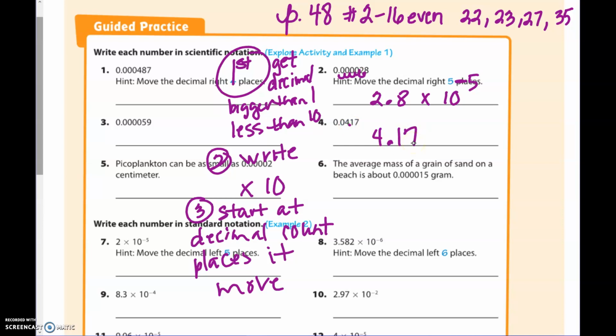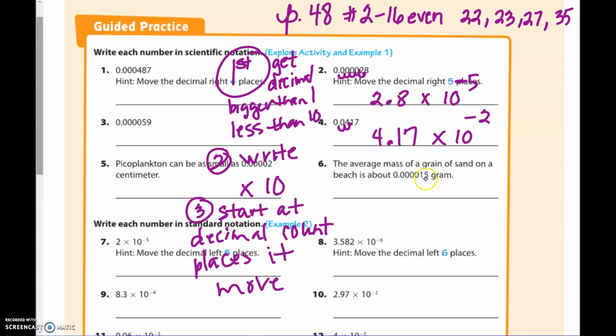So I'm going to put my decimal in here, so it becomes 4.17. Bigger than 1, less than 10. Second step, write times 10. Okay, and I'm going to go find out how many places did I move that. 1, 2. That's a small number, so it is a negative exponent.